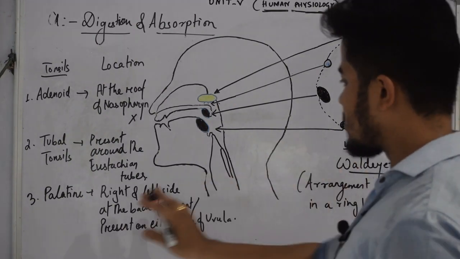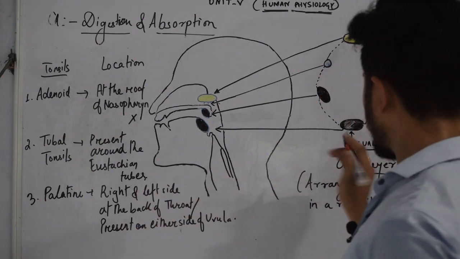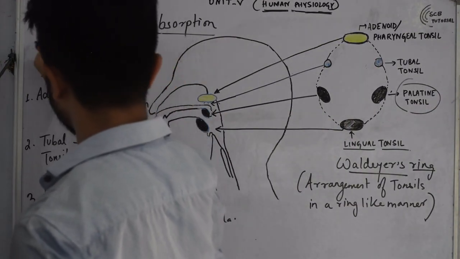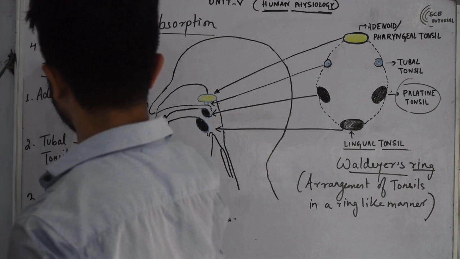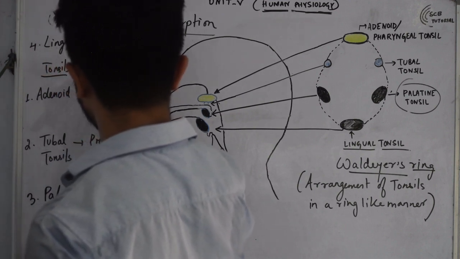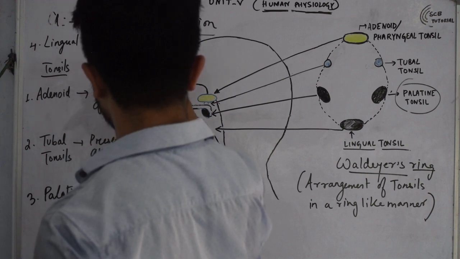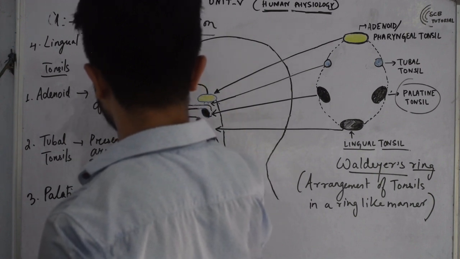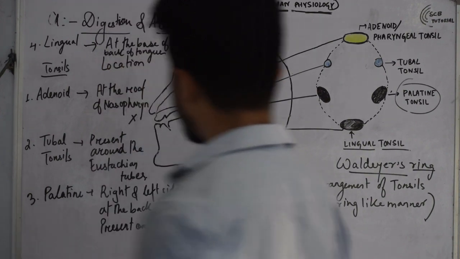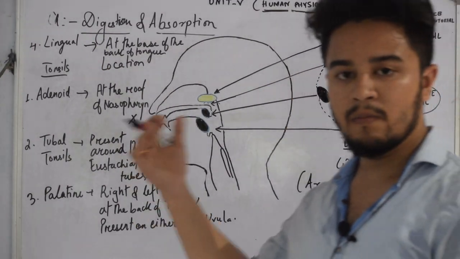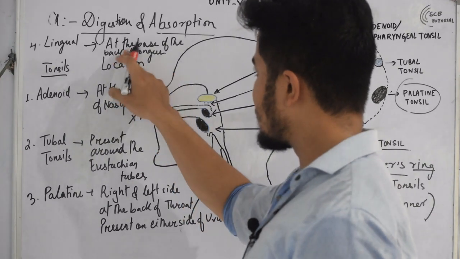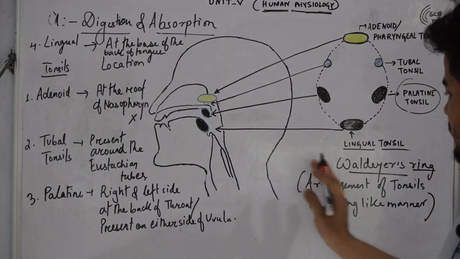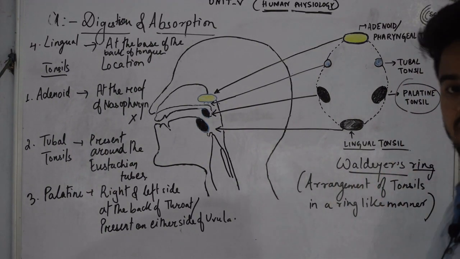One more location is left, that is the lingual tonsil. The location of the lingual tonsil is where? I'll write here only. So lingual tonsils are located at the base of the back of the tongue. Okay, that means it is present at the base of the tongue but at the back side, on both the sides of the tongue. So these are the arrangement of tonsils and these are the locations of tonsils, right?